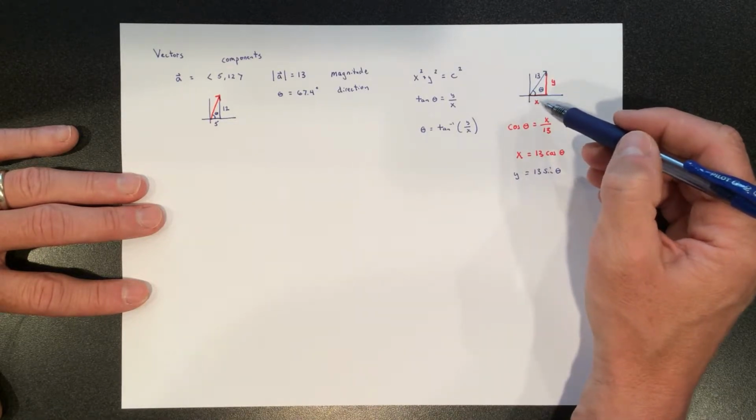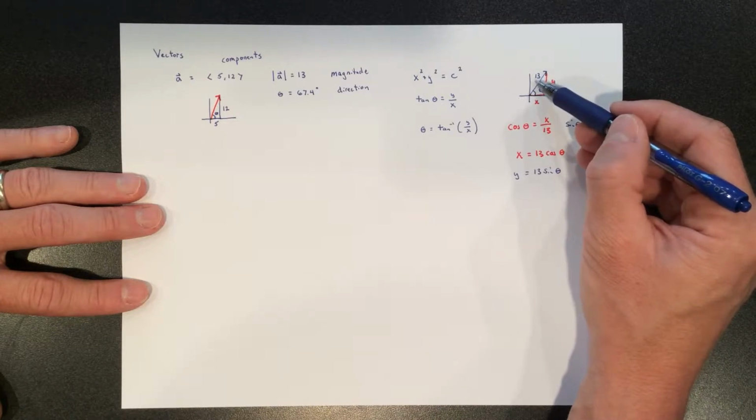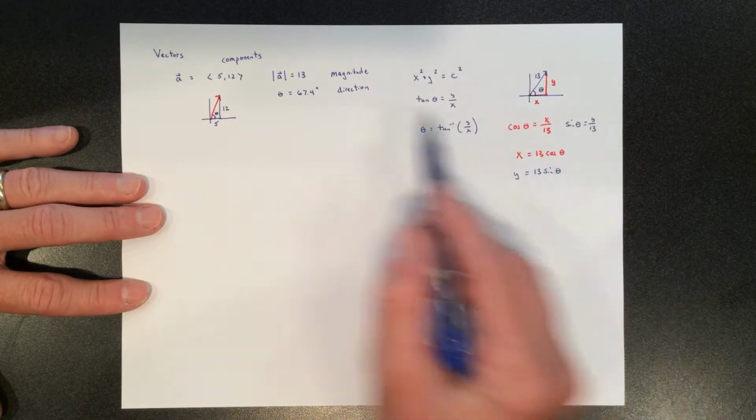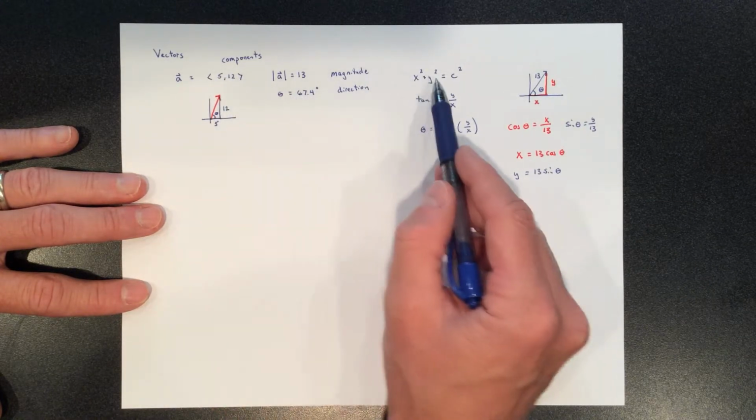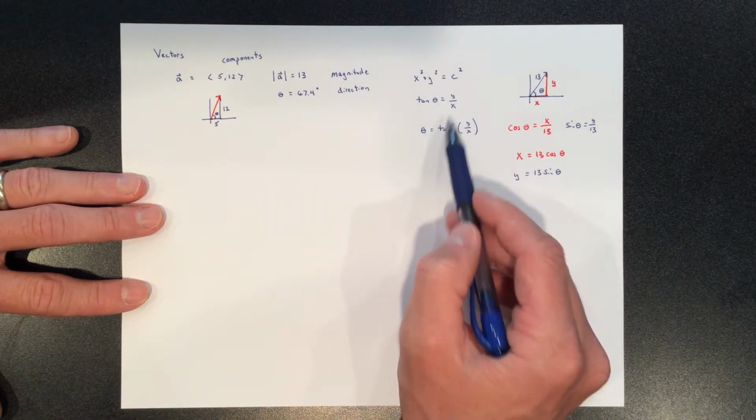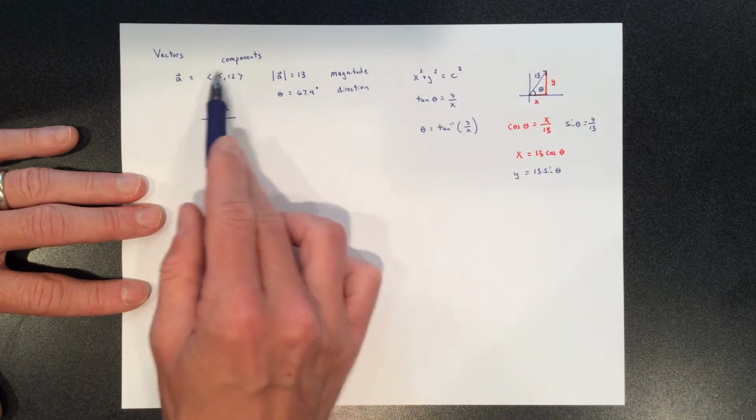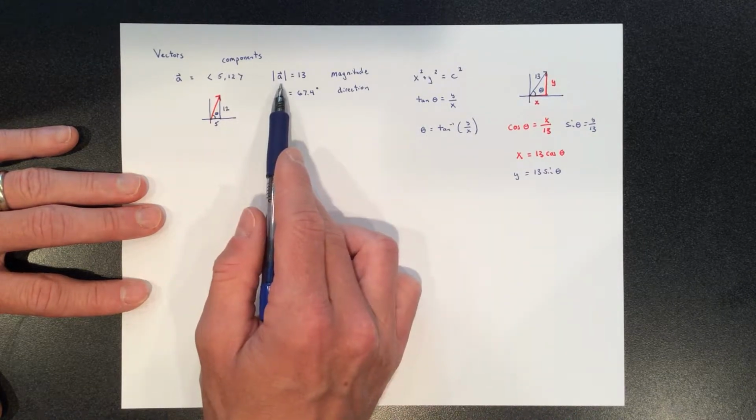So if you are given a vector and you want to break it down into its pieces, you just use cosines and sines. If you're given the pieces, well then you can just use the Pythagorean Theorem and inverse tangent to find the magnitude and direction. So we can easily go back and forth between these two things.